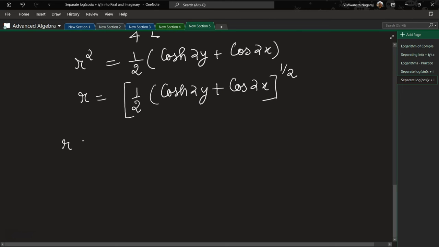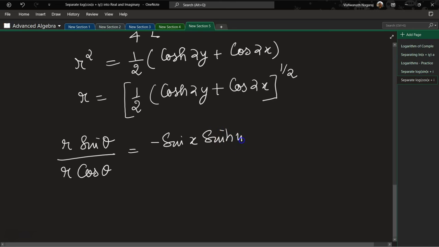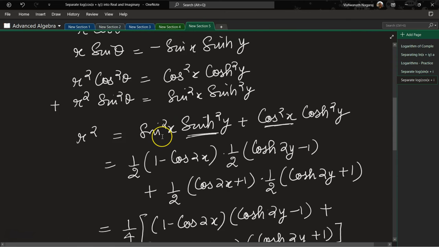We have r sine theta and we have r cos theta, right? Let's divide these two. We get minus sine x hyperbolic sine y by cos x hyperbolic cos y. This is coming from here.